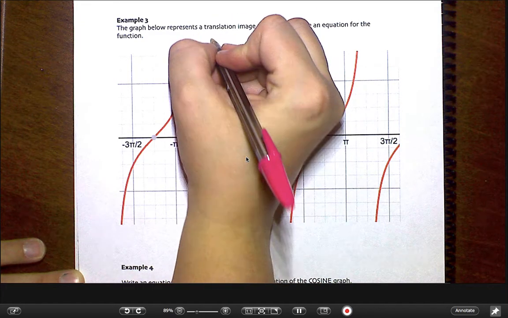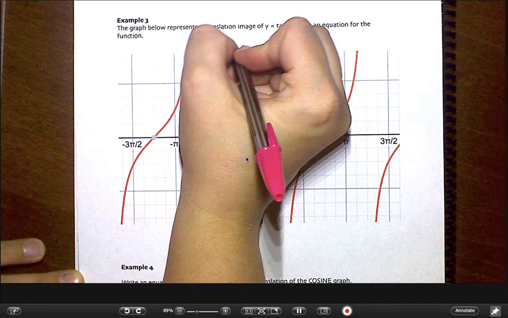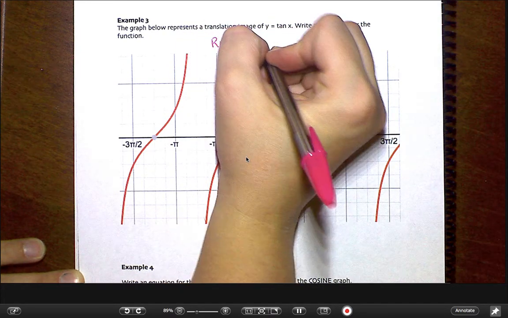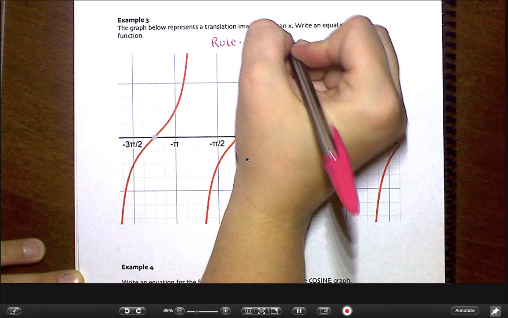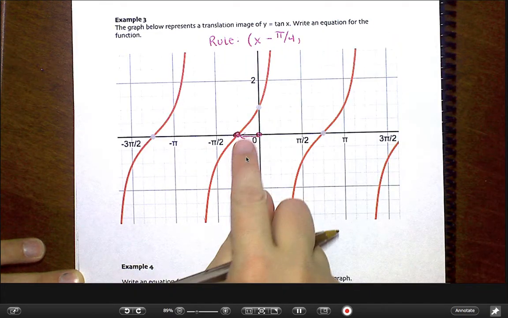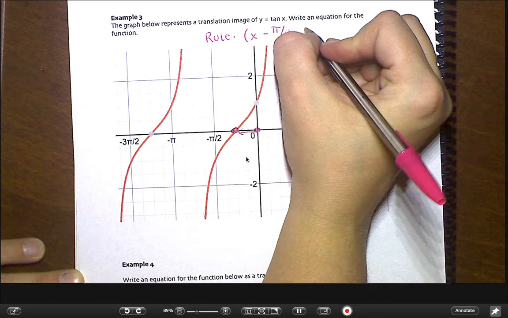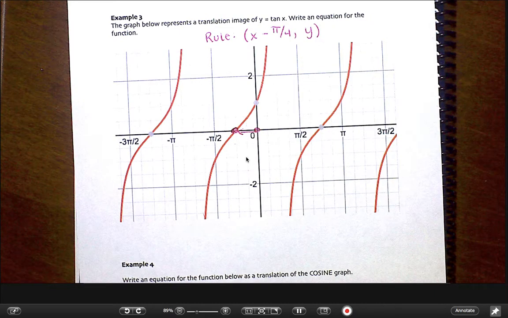So for my rule, I would say x minus pi over 4. And we said there was no vertical shift, right? So our y is just going to stay the same. X minus pi over 4 and y.